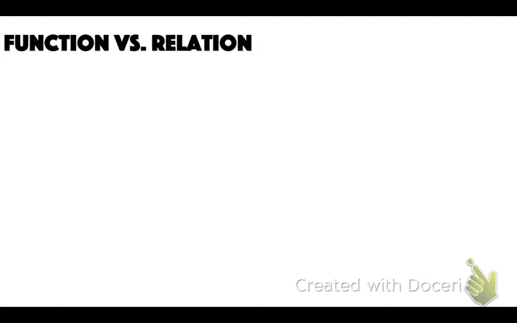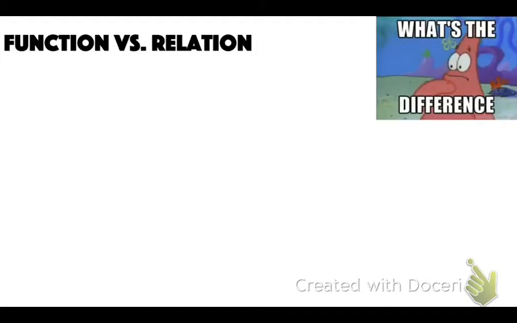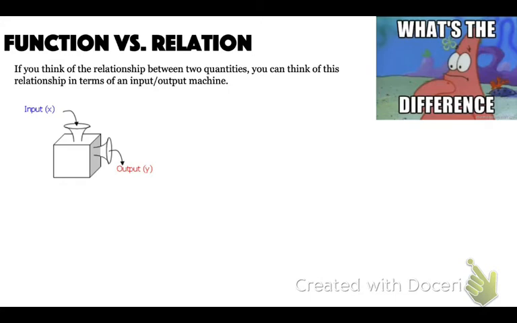So functions versus relations. What is the difference? If you think about the relationship between two quantities, when you learned functions, you probably looked at a little machine. A lot of times teachers will show a video where you put something into the machine and you get an output. Like if you put in an elephant, you get out a mouse. What is going on in the middle of this machine? Or you put in 2 and you get out a 4. You put in a 7, you get out a 34, whatever it is, okay?